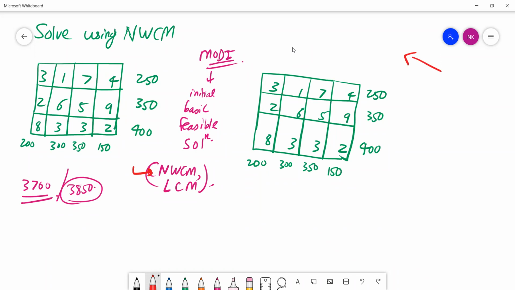So I will be allocating over here 200 units. The 50 units will be remaining. This will be 0. So over here I will be allocating 200 units. Now with reference to this, I will be cancelling out the entire column. This is the revision of the northwest corner method.